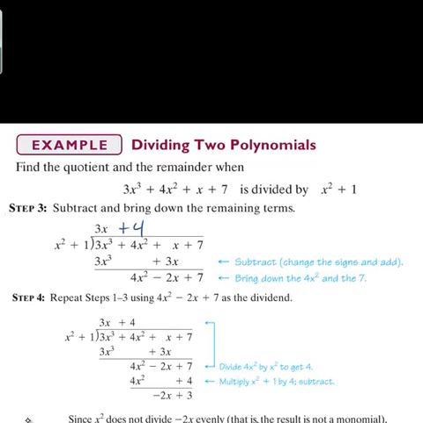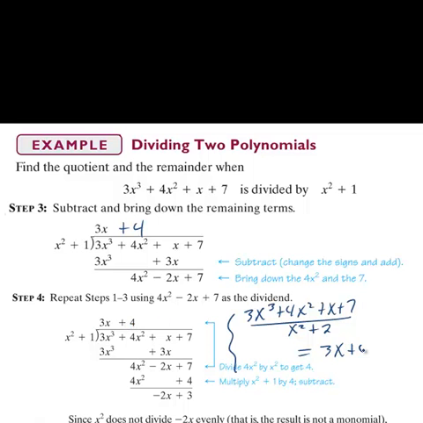So you can kind of think about this as 3x cubed plus 4x squared plus x plus 7 over x squared plus 1 is equal to the quotient of 3x plus 4 plus a remainder of negative 2x plus 3, which we could write over the divisor of x squared plus 1.